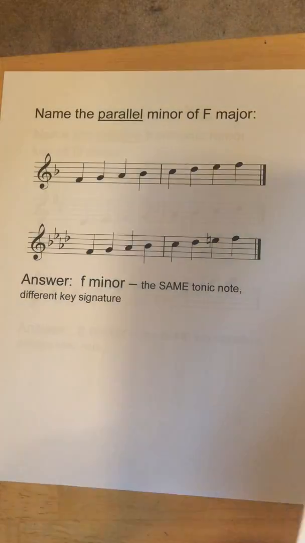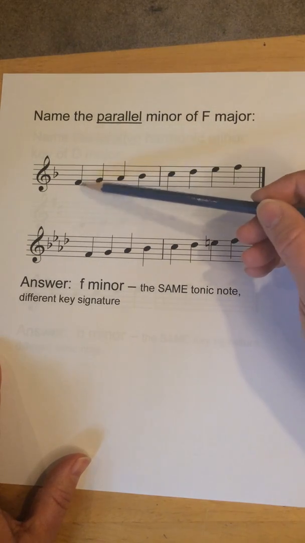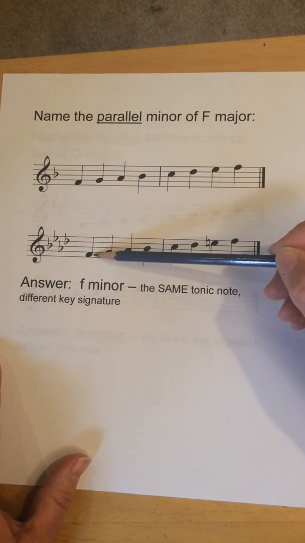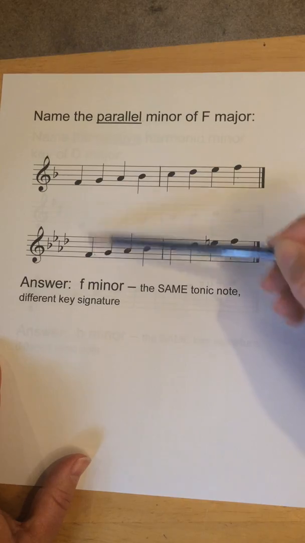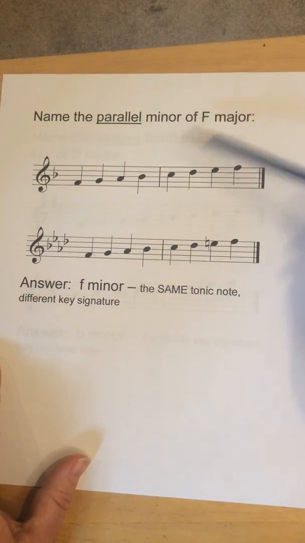So first one, name the parallel minor of F major. Well, we know that parallels share the same tonic note. So therefore, they're not going to share the same key signature. The answer is F minor. F major, F minor. Same tonic, different key signature.